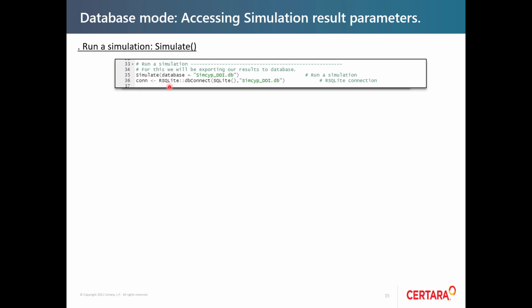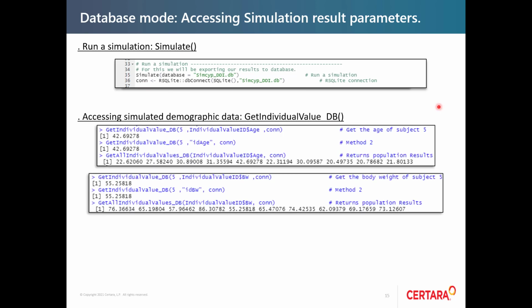For this, we need to use the package called RSQLite, and we use the function dbConnect. Within this function, you need to specify the database file name that you want to make the connection to, and then I've saved this connection to an object called con. Once I've made the connection between R and the database file, I can then go into this file to extract the simulation results. As you can see on screen, I am interested in getting the age of subject 5. For this, I use the function called getIndividualValue.